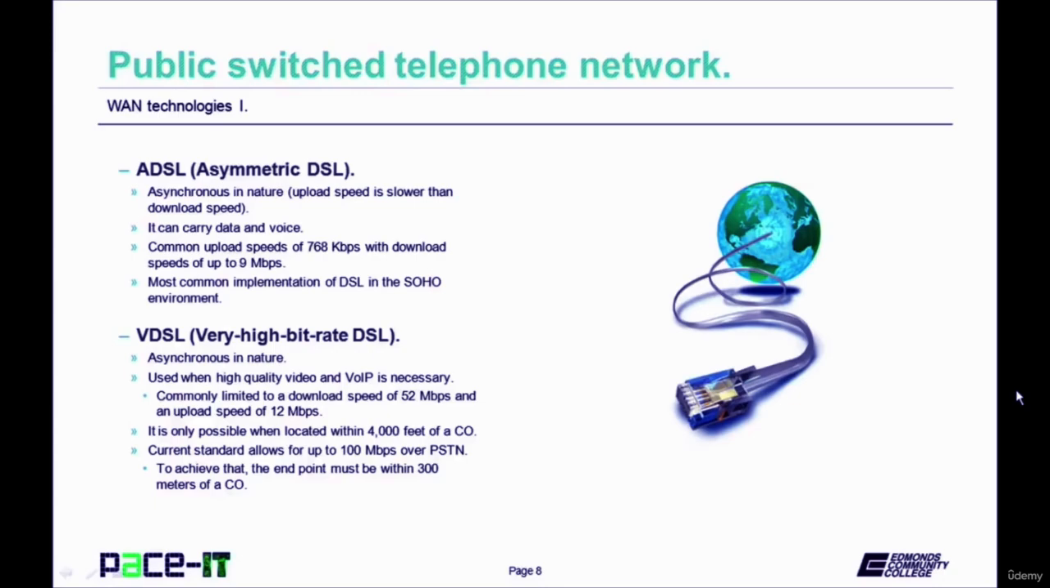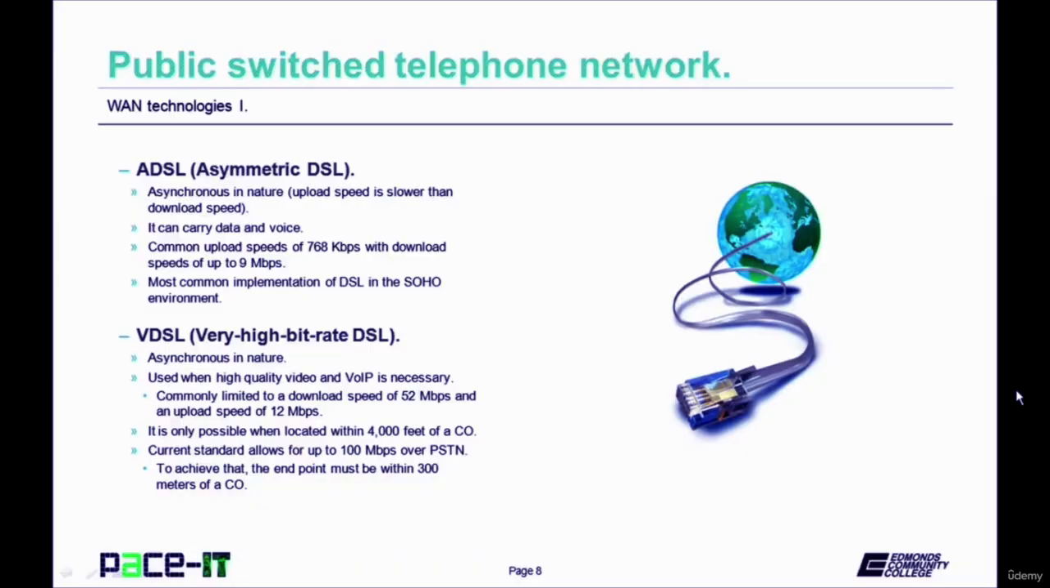VDSL is commonly limited to download speeds of 52 megabits per second with an upload speed of 12 megabits per second. That's a whole lot faster than ADSL. But VDSL is only possible when you're located within 4,000 feet of a central office. There is an exception to what I just told you though.